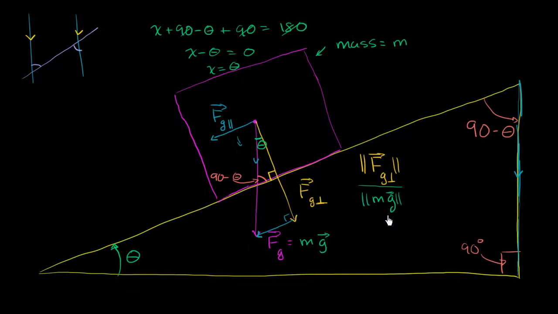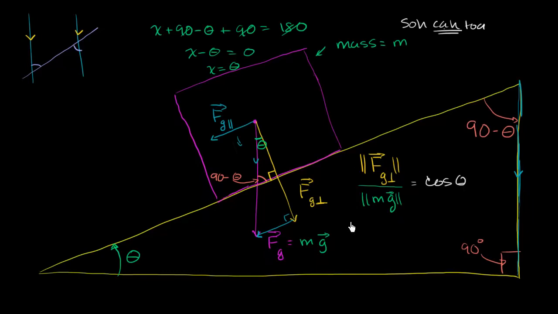And so this is going to be equal to what? If we're looking at this angle right here, we have the adjacent over the hypotenuse. Remember, SOH CAH TOA. Cosine is adjacent over hypotenuse. So cosine of theta is equal to the adjacent over the hypotenuse.